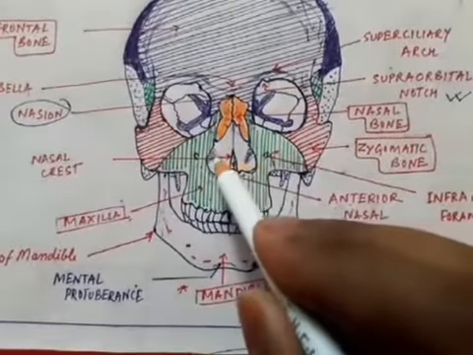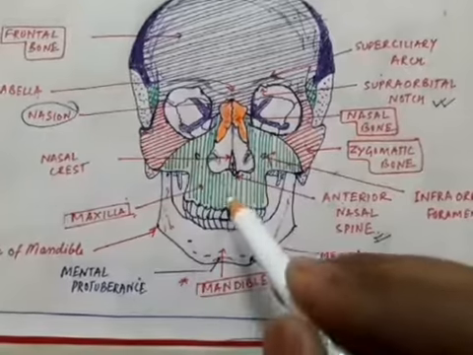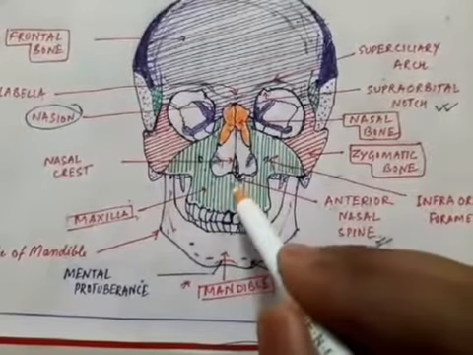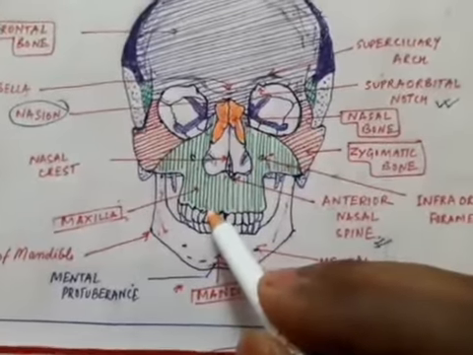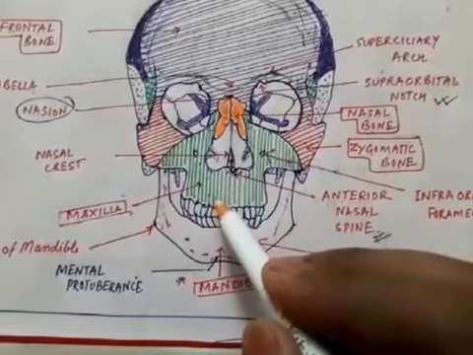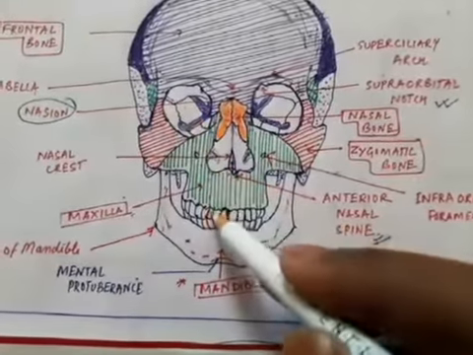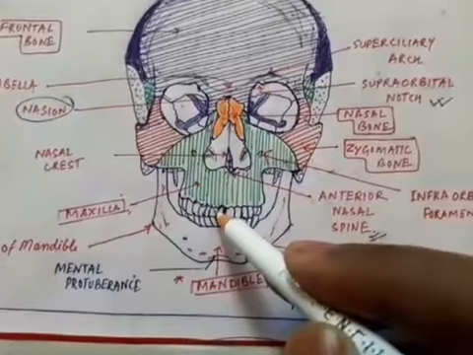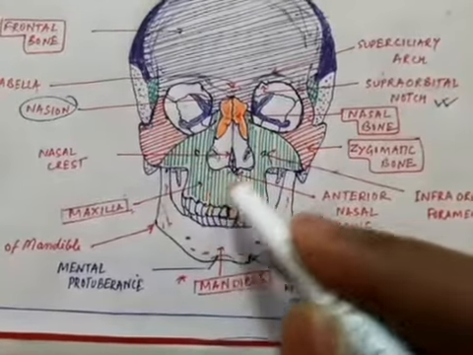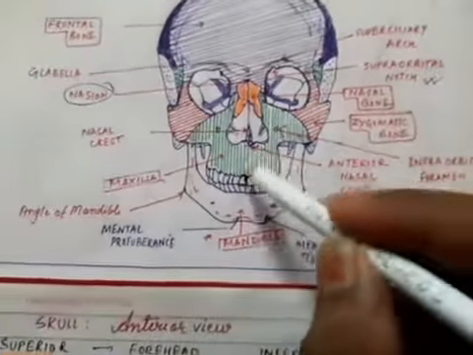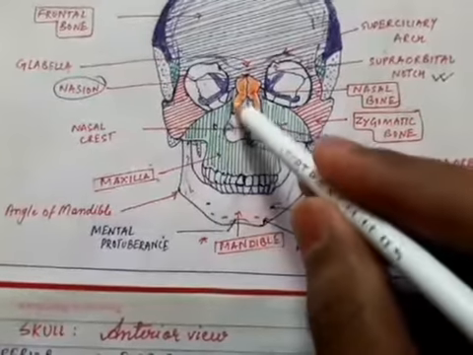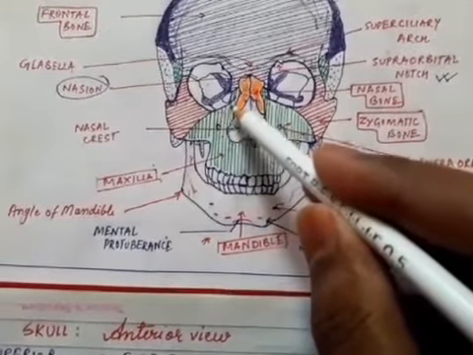Now comes to maxilla. There are two maxilla, one on each side, they fuse. Now this is the part of the face between the orbit and upper teeth, and each upper jaw is formed by the paired maxilla. So at the superior end, each maxilla contributes to the inferior and medial rims of the orbit.